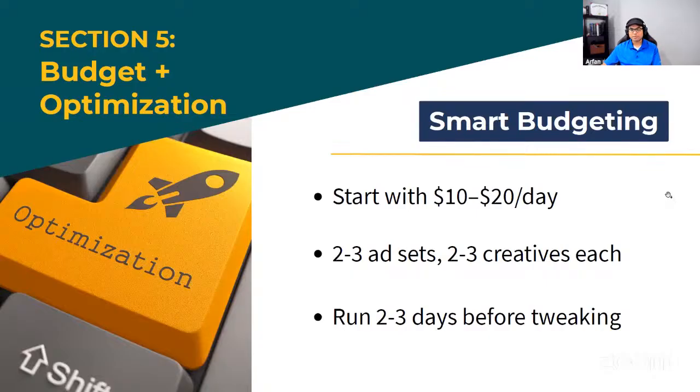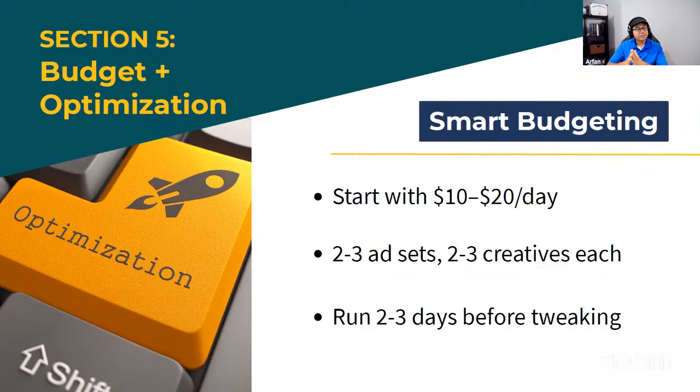This is one of the budget optimization strategies we use for our clients. And we use the same thing here again, depending on whatever budget, right? So we start with $10 to $20 a day per campaign or per ad set. So if we're doing 2 to 3 ad sets, that may be like 30 to $60 a day. And you want to have at least 2 or 3 creatives in each. This gives Facebook the better ability to actually show this to the right people.